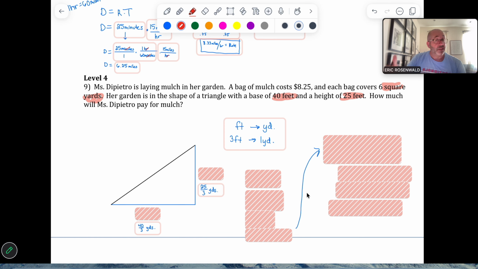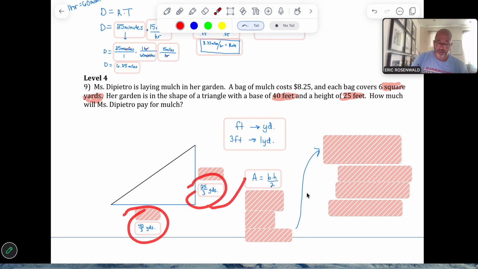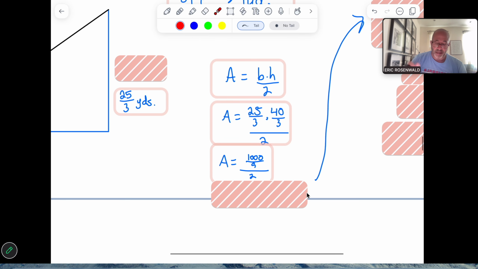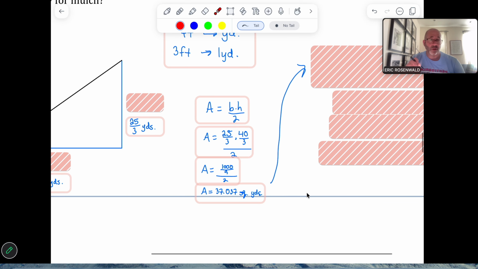Okay? Now let's look at this in terms of a triangle. The area of a triangle, hopefully you know this, is base times height divided by 2. So if I take my values of my base and my height and plug these in, we're going to have 25 over 3 times 40 over 3, and then divide all that by 2. Multiply this out, we get A is equal to 1,000 over 9. So this is 1,000 right here over 9, and that's still divided by 2. Throw this into your calculator and you're going to get approximately 37.037 square yards.